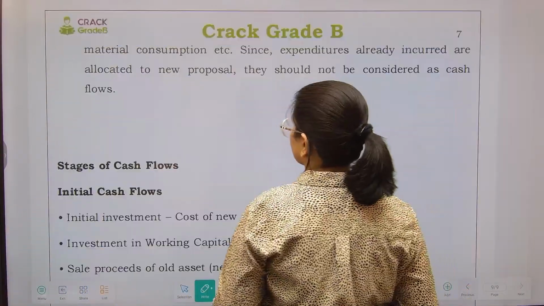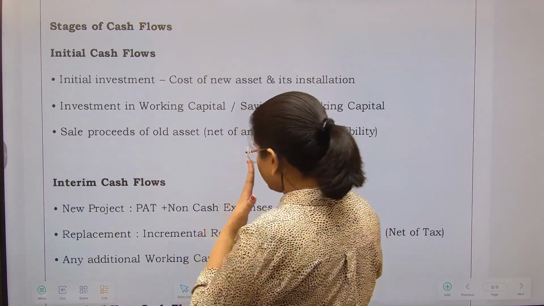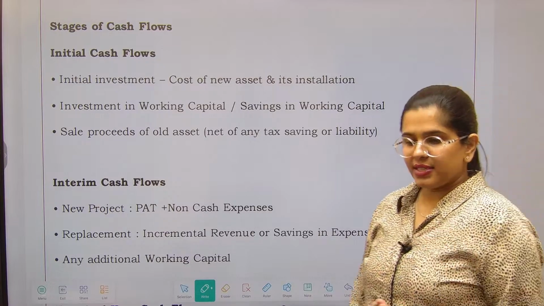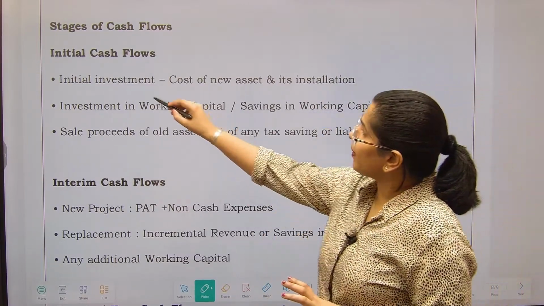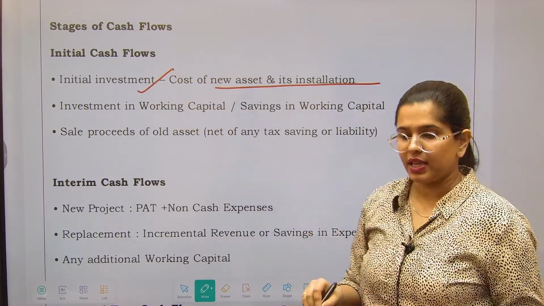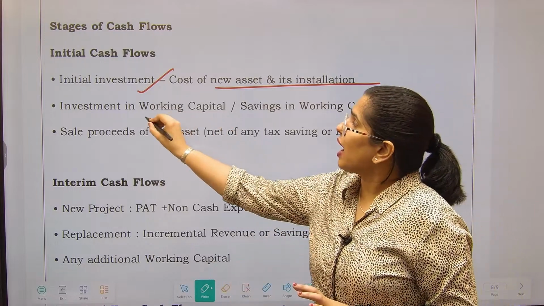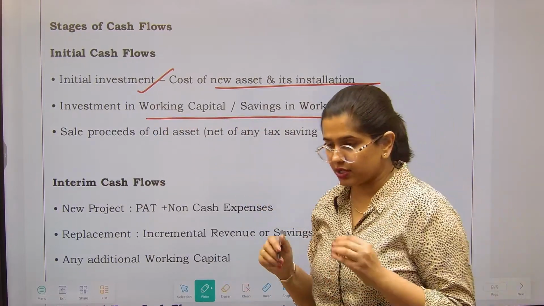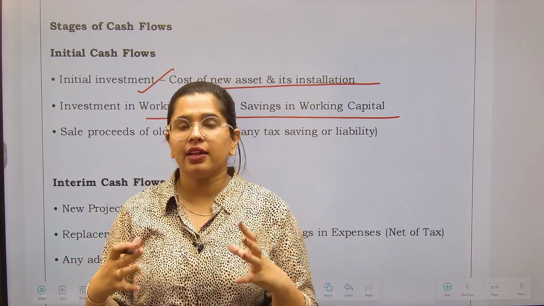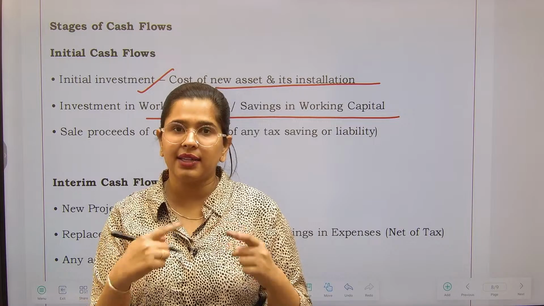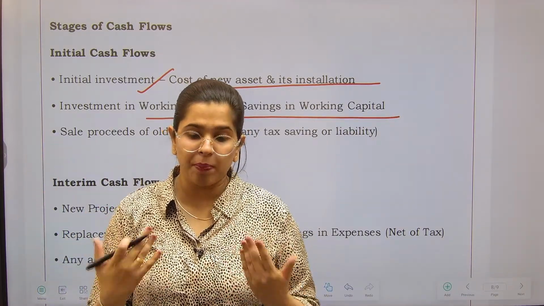Now, very briefly, stages of cash flow. See, when you start investing into a project, these are the stages. Number one, initial cash flows. So you have to make an initial investment. You have to purchase the machinery. You have to install the machinery. Then you have to invest in working capital. That means you have to provide 10 lakh rupees to run the machinery, right? Otherwise, how are you going to operate the machinery? Number one, you have the cost for purchasing it. Number two, you have the cost to operate it, right?